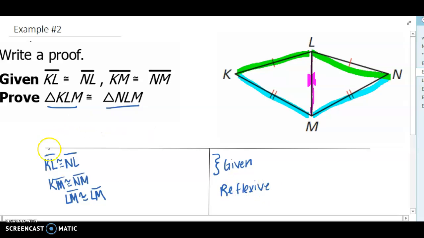Now notice I've shown one set of sides is congruent, another set of sides, and now all three sides are congruent. So I can say that triangle KLM is congruent to triangle NLM by the side-side-side congruence theorem.